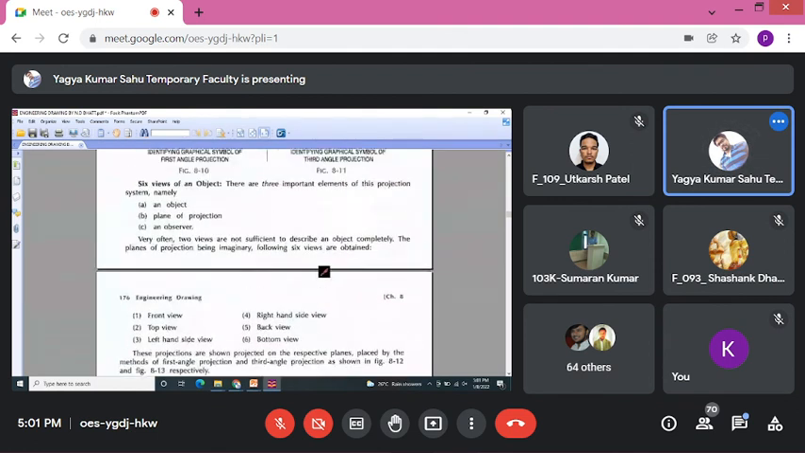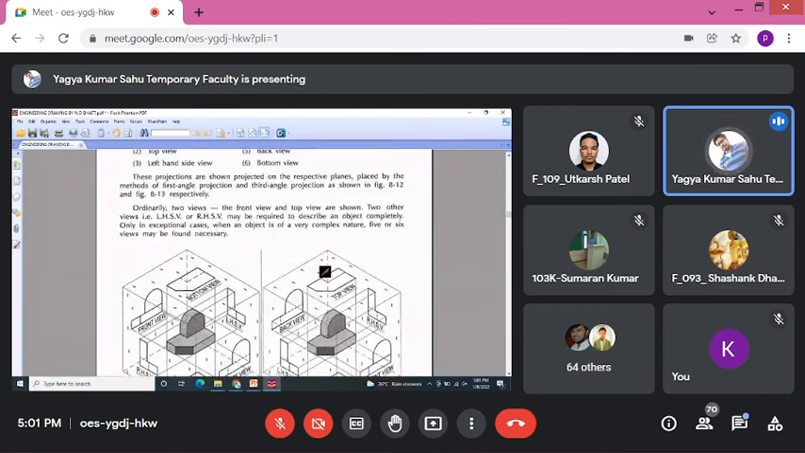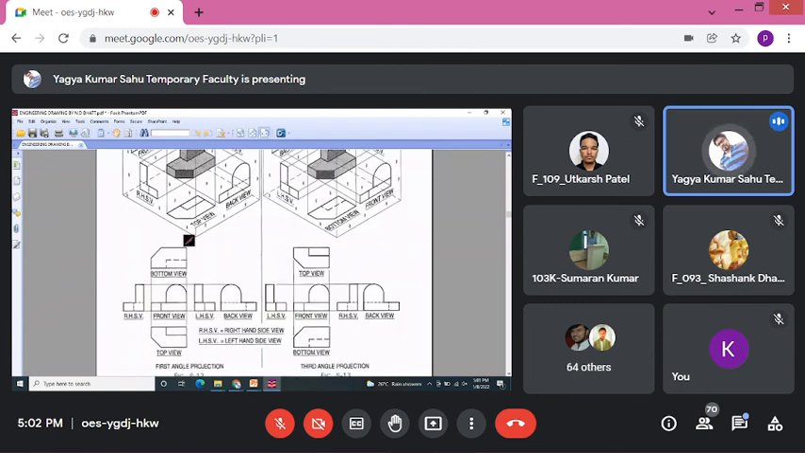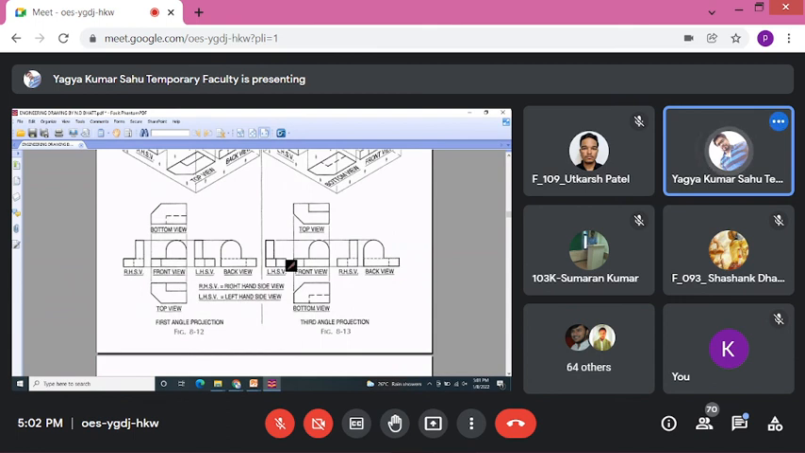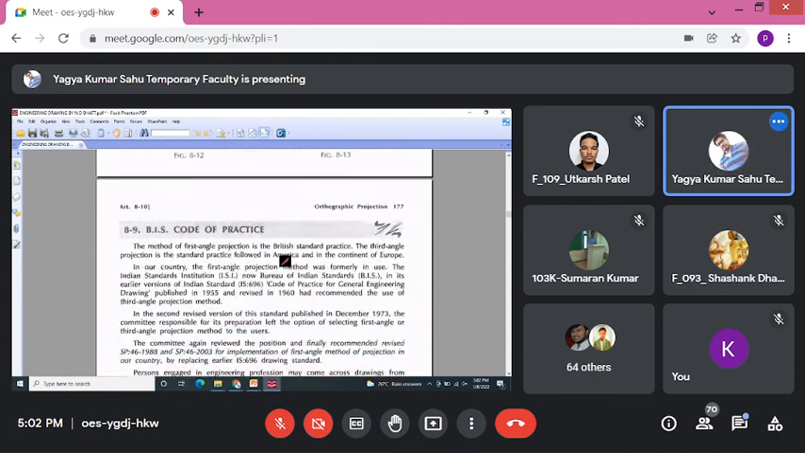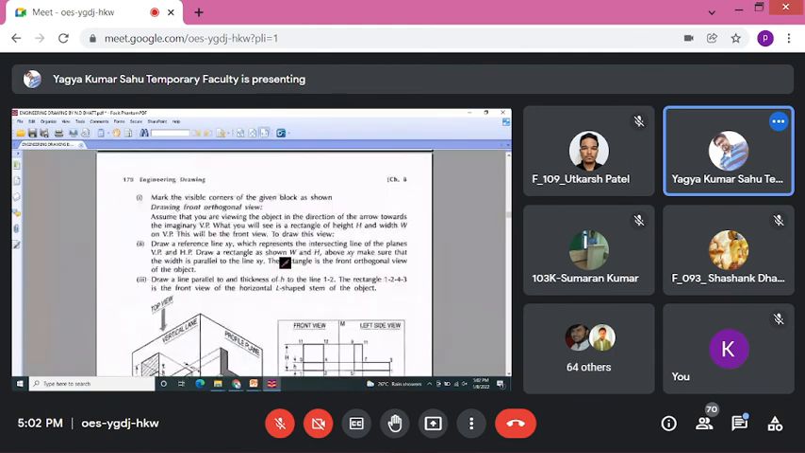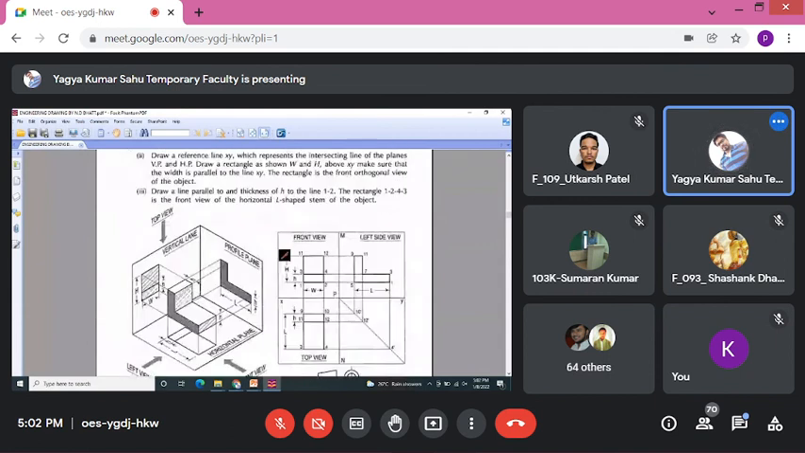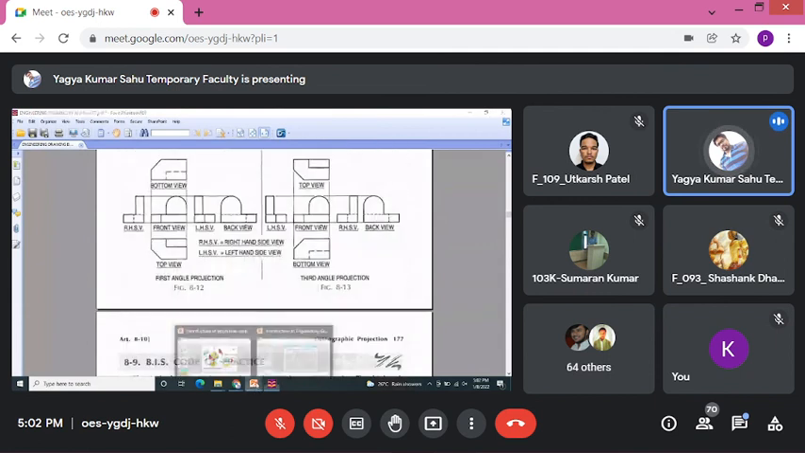Next, now notations. Notations of all these views. Here you can see all the 6 images: front view, top view, left hand side view, right hand side view, bottom view, and back view, and the position of all the views. Go through the book for further details. I am showing you the notations.